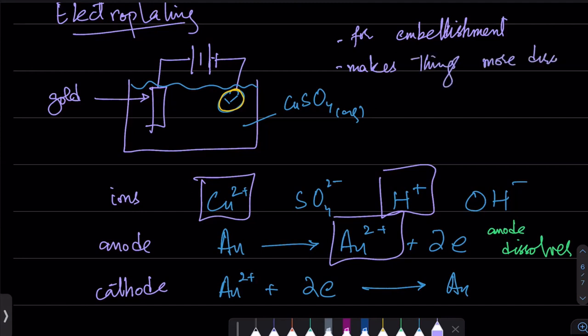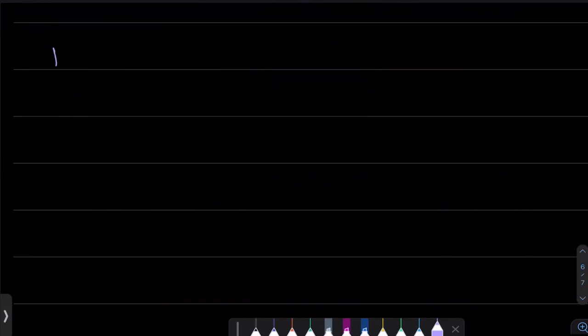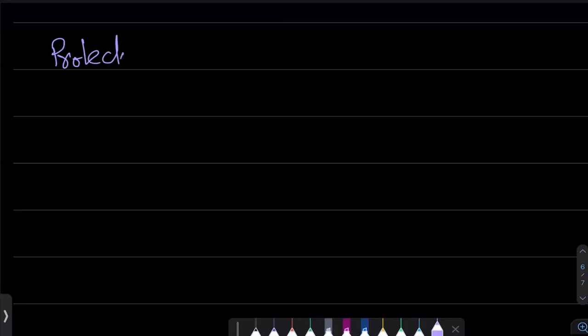Kyunki socho, agar iron ke upar plating hui hogi, to iron ki dusting hi nahi hogi. Thank you, Vinayl. So, agar yehi cheez main iron ke upar copper ki plating kar dun, gold plating nahi karun, to iron rust karta hai. Gold plate, gold, agar uske upar copper plating hogi, to rust nahi karega. Because copper does not corrode that easily. And this is my next method. This is called protection methods.